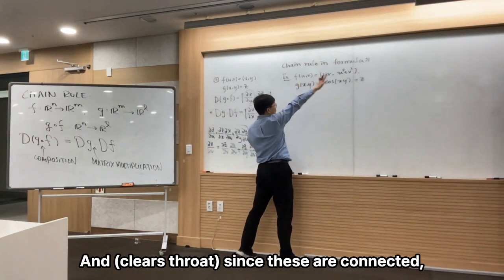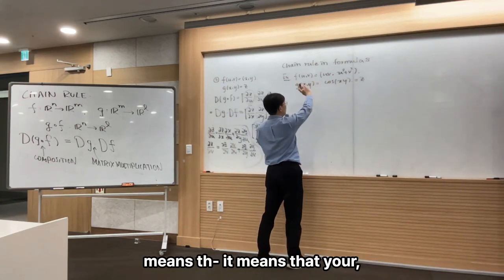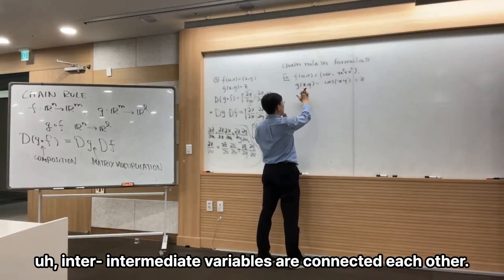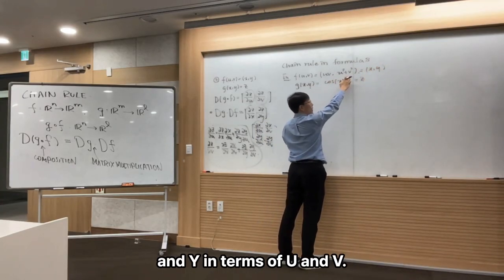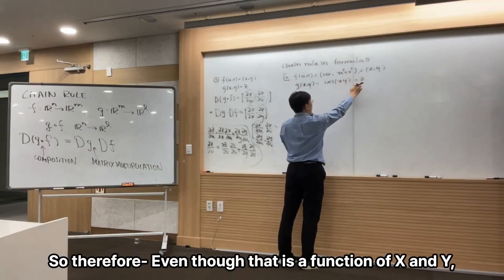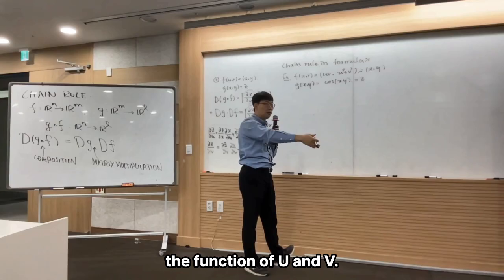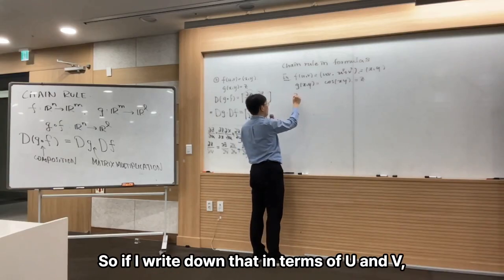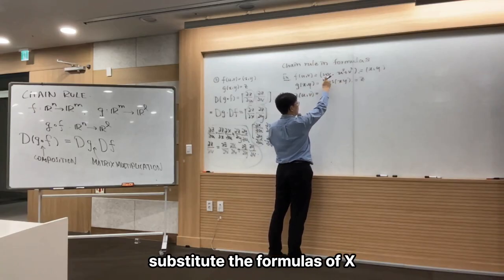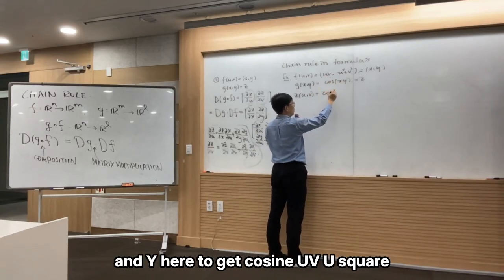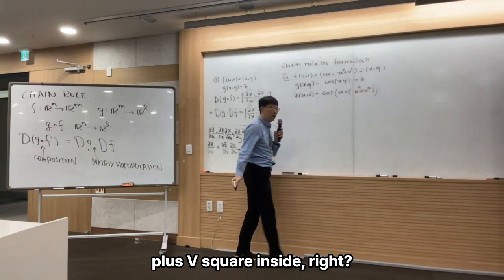And since these are connected, whenever you want to use the chain rule, it means that your intermediate variables are connected to each other. So these are formulas of x and y in terms of u and v. Even though z is a function of x and y, in principle it's actually a function of u and v. So if I write that in terms of u and v, I simply substitute the formulas of x and y here. So we get cosine of uv times u squared plus v squared inside, right?